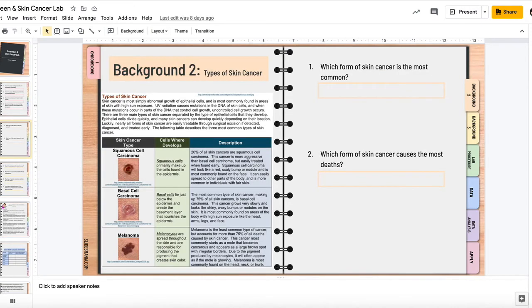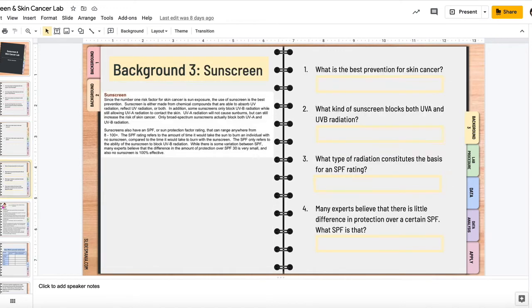Background part 2 is looking at the types of skin cancer, which we talked about earlier this week on Tuesday. You have a little intro here and then some information about each of the types of skin cancer. You have 2 questions to answer. Again, the answers to these questions are found directly on that page. On your next page in your lab notebook, you have background about sunscreen. And again, with these 4 questions, the answers should be coming right from this reading for you.